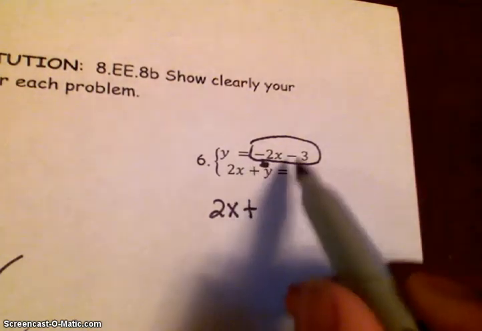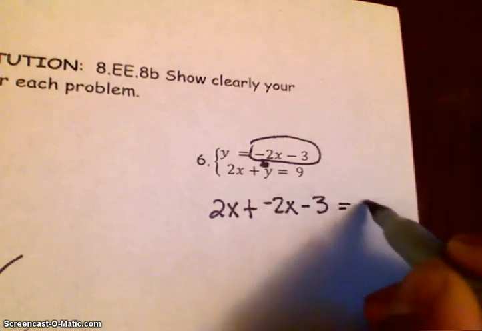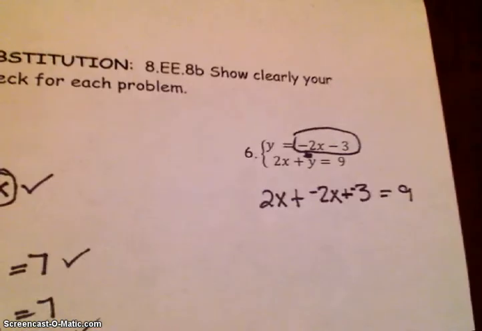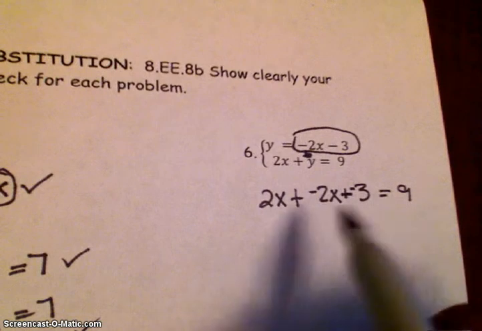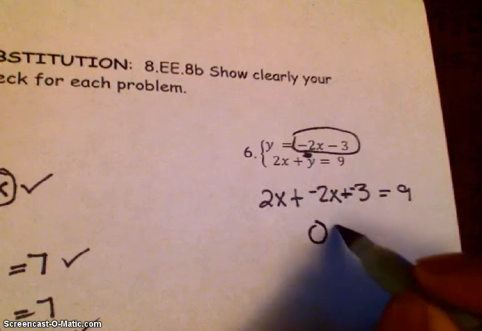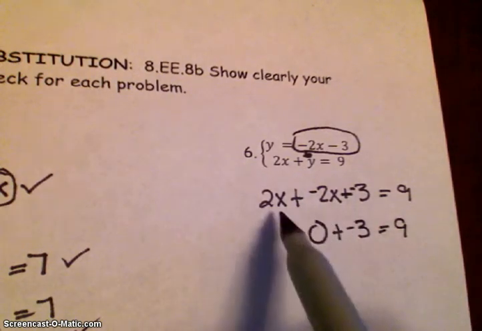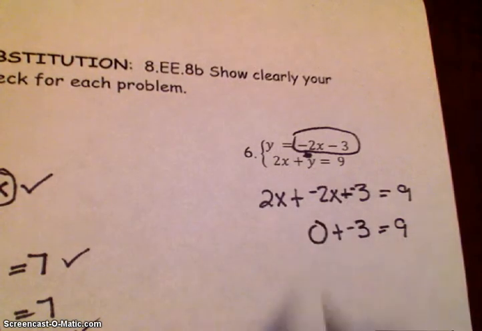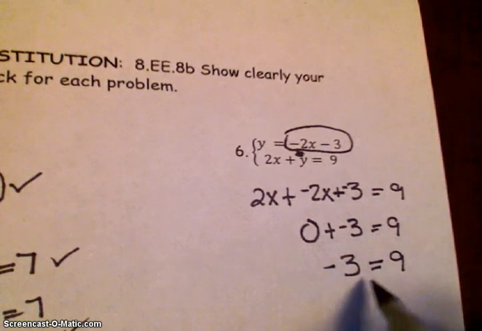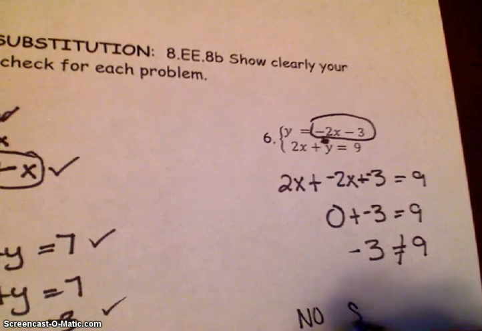instead of this y, I'm going to replace it with this quantity. Negative 2x minus 3 equals 9. I'm going to change the minus to add the opposite. Okay? And then I'm going to simplify. 2x plus a negative 2x is 0. Many of you wrote just x. It is 0. I have opposite terms, so they're going to equal 0. 0 plus a negative 3 is negative 3. And I know negative 3 does not equal 9, so therefore there is no solution.